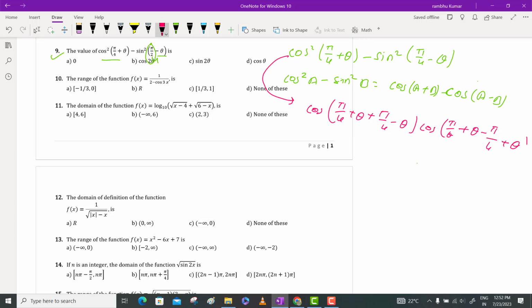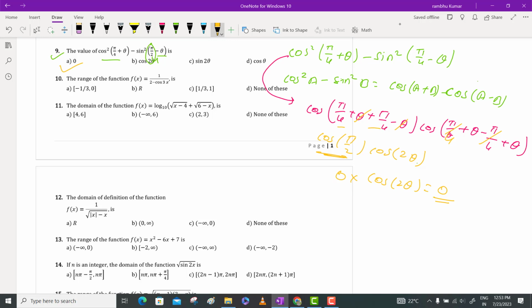Okay, now here we can see this theta got cancelled, this pi by 4 got cancelled, so we'll have cos of pi by 4 plus pi by 4, which is nothing but pi by 2, and here cos 2 theta. Now cos pi by 2 is 0, so 0 into cos 2 theta is equal to 0. So option A is the correct option. Okay, now the next question we have is question number 10.